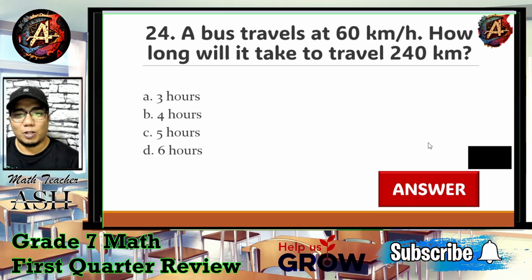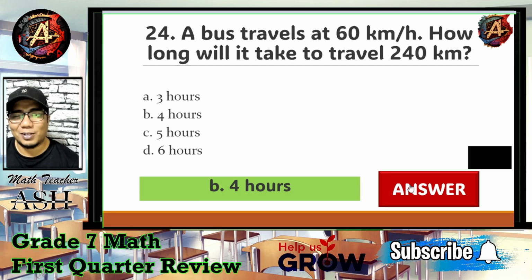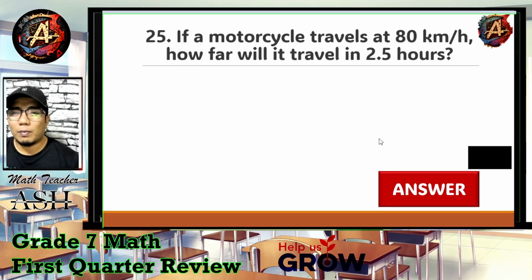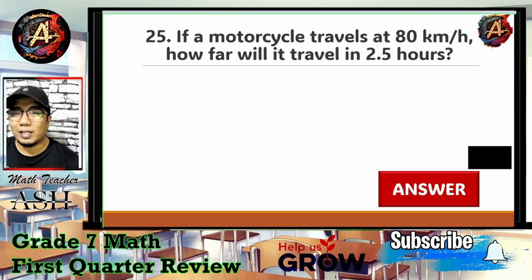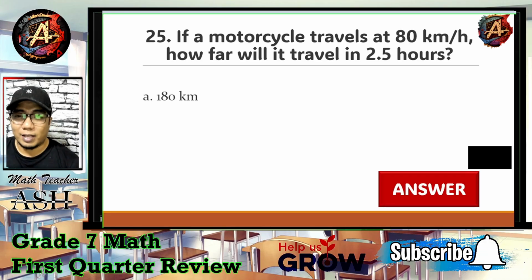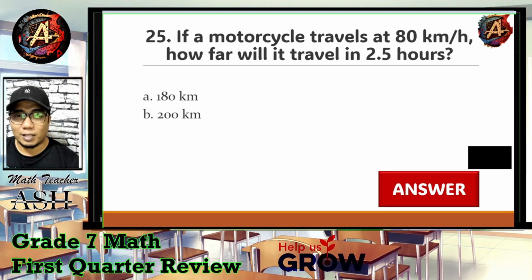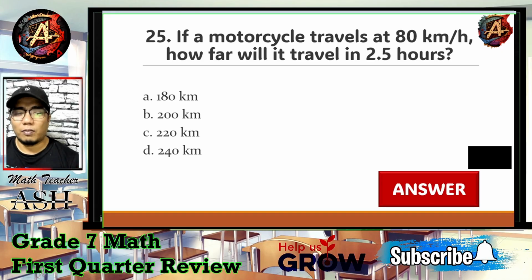Let us check whether we are correct. Letter B. All right, my dear math learners, very easy. Now let us go to question number 25. If a motorcycle travels at 80 kilometers per hour, how far will it travel in 2.5 hours? Is it A, 180 kilometers, B, 200 kilometers, C, 220 kilometers, or D, 240 kilometers? I'll give you 5 seconds to think about your answer.